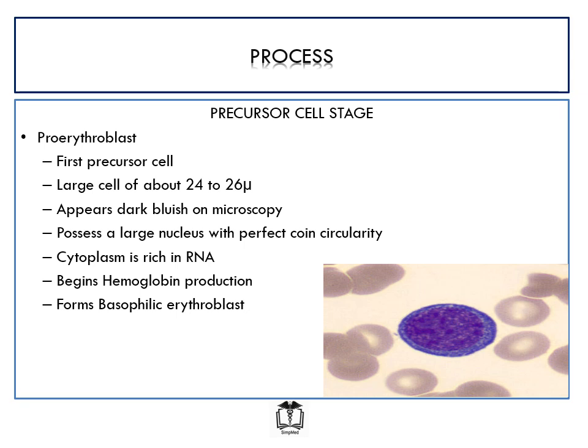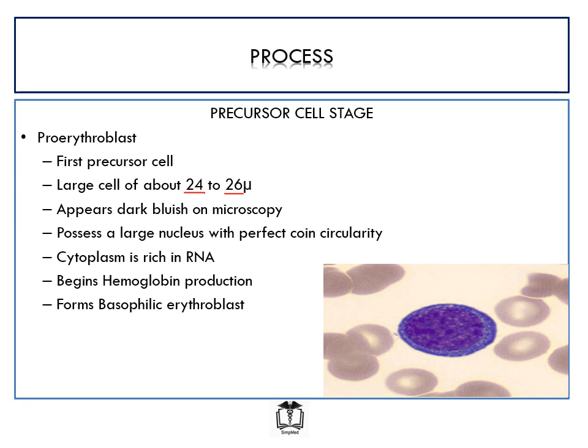Proerythroblast is the first precursor cell of erythropoiesis. It is a large cell, usually the largest of the precursor cells, that measures about 24 to about 26 micron in size. It appears a dark bluish under the microscope. I'll tell you the reason for this.